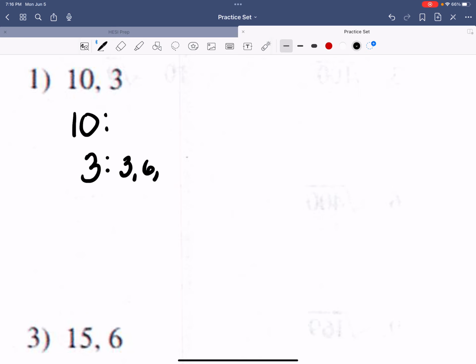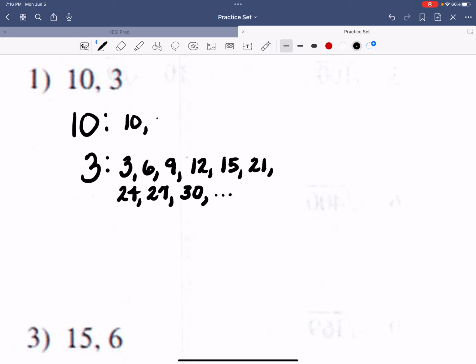3, 6, 9, 12, 15, 21, 24, 27, 30. And then in this line, there it is. This is the way we will find a least common denominator when we do fractions. So the lowest common multiple that these two share is the 30.